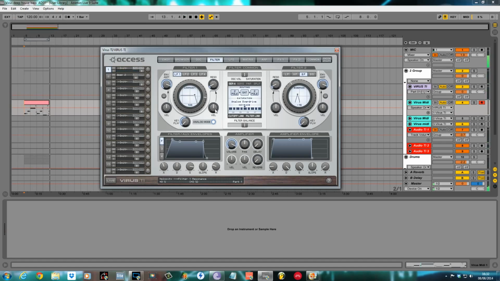Okay, that's it for the filter section. The saturation I kept as it comes as standard, the analog overdrive. You don't get a choice when you keep it in series 4 mode, and also when you're using a low pass filter, you don't get analog filter. Sorry, you don't get a choice. So yeah, that's the filter section done.